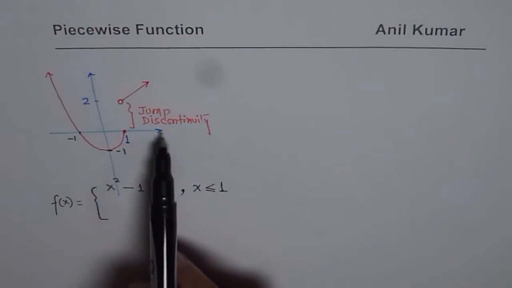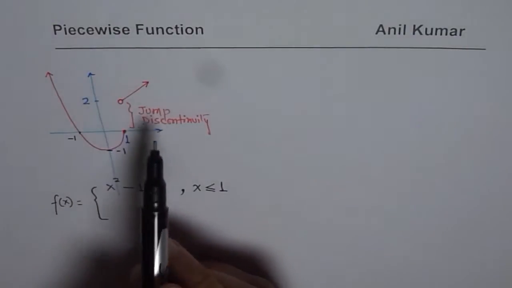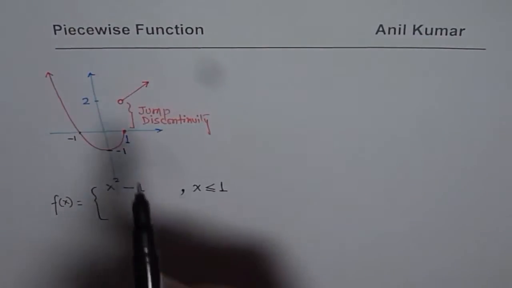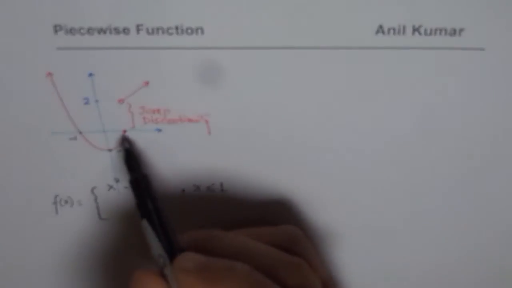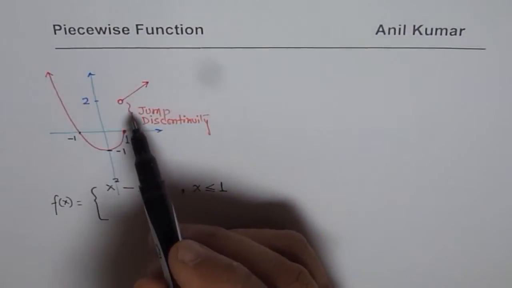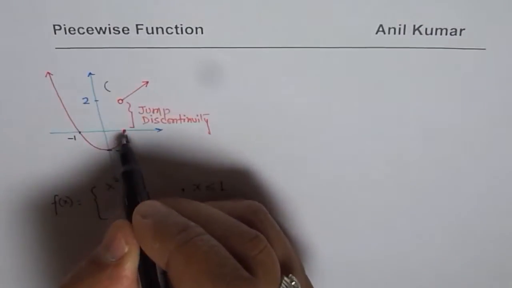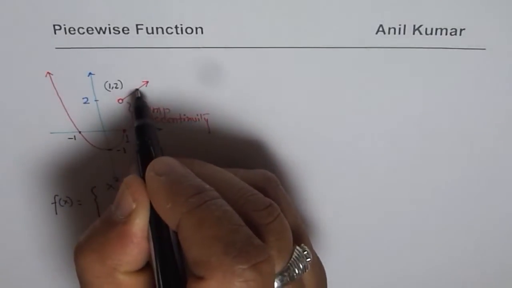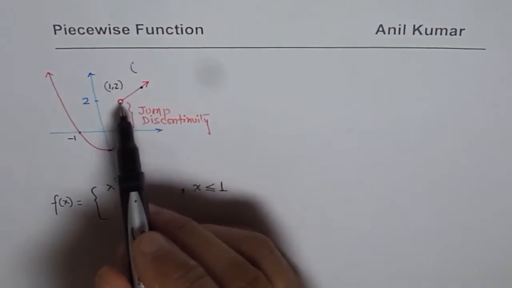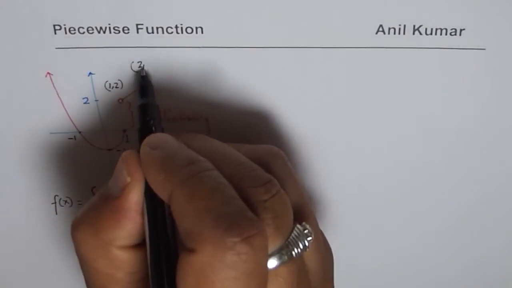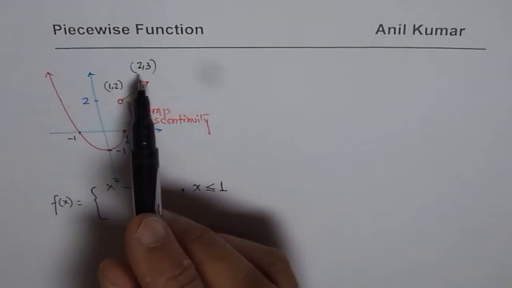On the right side of 1, we have a straight line. Now this straight line starts at (1, 2), right, and then moves on. Let us say that the slope of the line is 1. So y equals mx plus b, we could say this point here is (1, 2), and when its slope is 1, the other point will be (2, 3), correct? Now using these two points you can find the equation of the line.